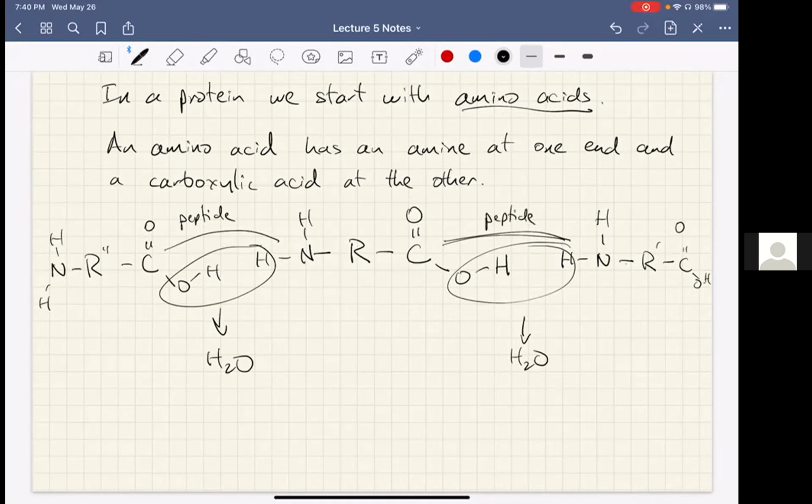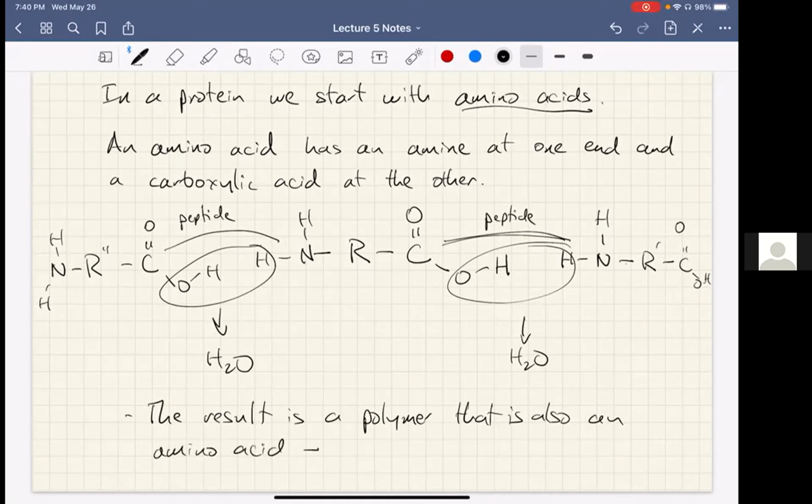And what you can get, the result, is a polymer that is also an amino acid. So it can keep building and adding amino acids.